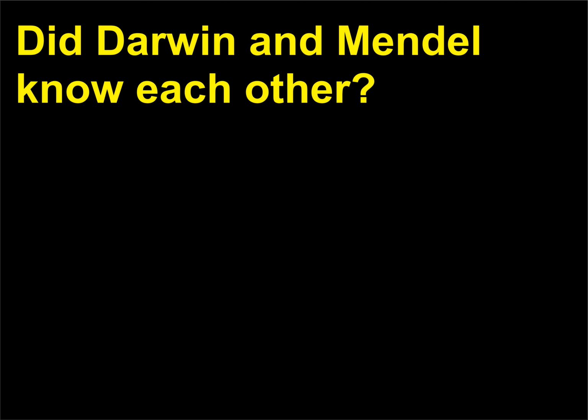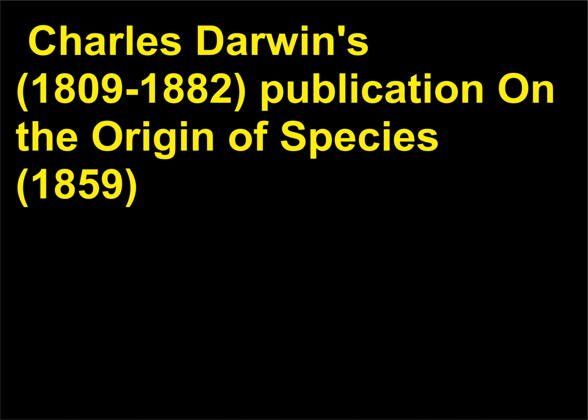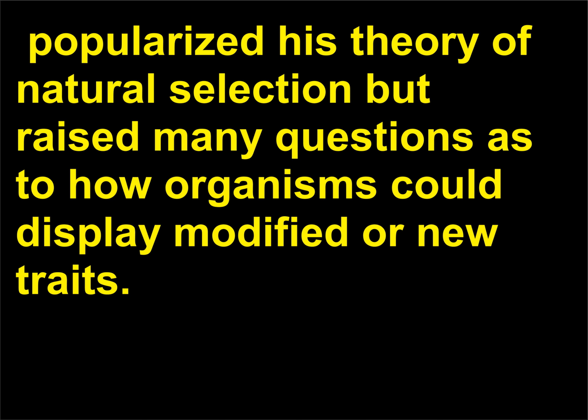Did Darwin and Mendel know each other? Although both men lived during the same time period in the 19th century, they did not know each other. Charles Darwin's, 1809–1882, publication on the Origin of Species, 1859, popularized his theory of natural selection but raised many questions as to how organisms could display modified or new traits.